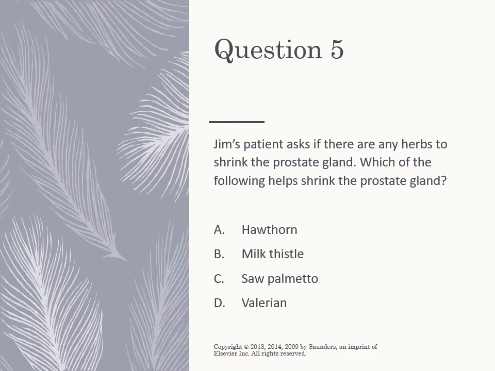Final question, question number 5. Jim's patient asks if there are any herbs to shrink the prostate gland. Which of the following helps shrink the prostate gland? Is it A, hawthorn, B, milk thistle, C, saw palmetto, or D, valerian?